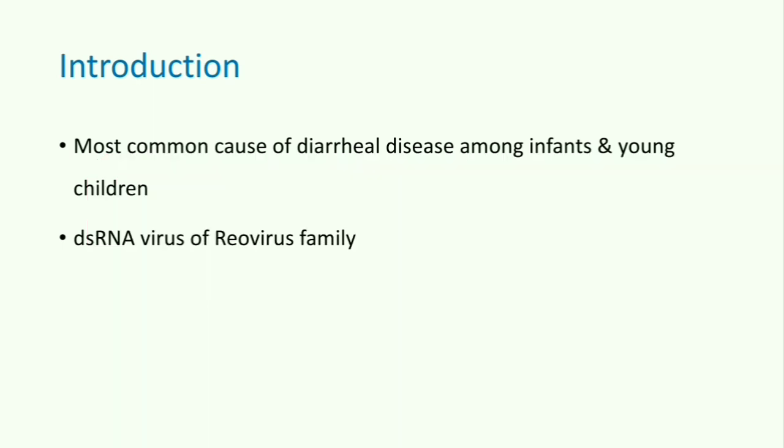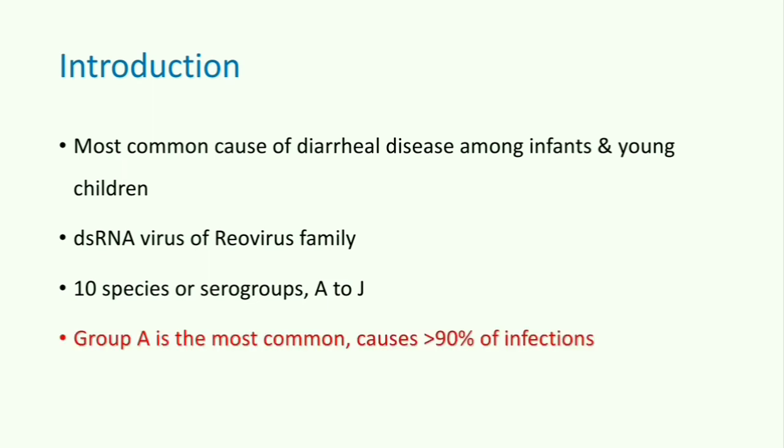There are 10 species or serogroups of rotaviruses, from A to J. Among them, rotavirus A is the most common. It causes more than 90% of all rotavirus infections.